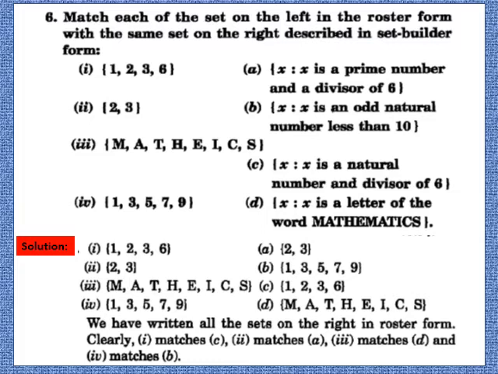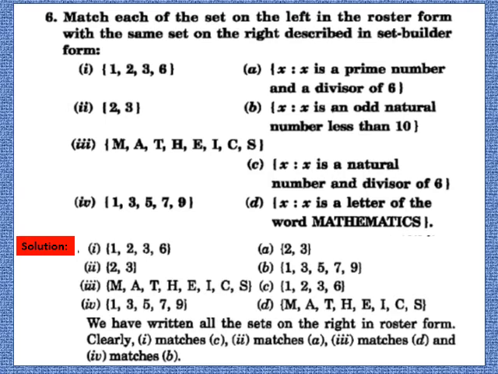B is X is an odd natural number less than 10. So odd natural numbers less than 10 are what? 1, 3, 5, 7, 9. So B becomes 1, 3, 5, 7, 9. Done. C is X such that X is a natural number and divisor of 6. It means 1, 2, 3 and 6. Done. And D is X such that X is a letter of the word mathematics. So writing the alphabets in mathematics without repetition, we will get M, A, T, H, E, I, C, S.